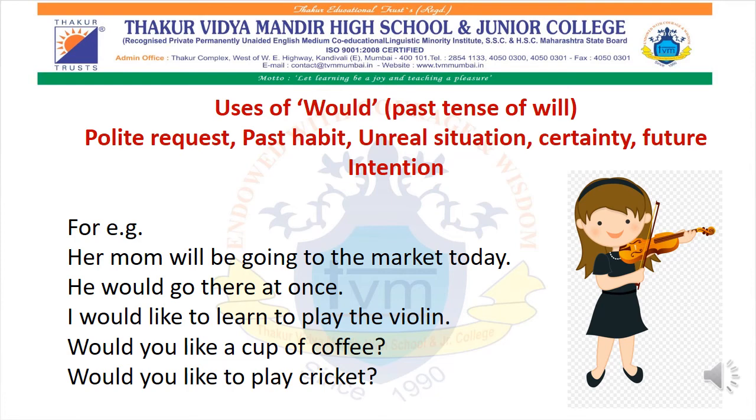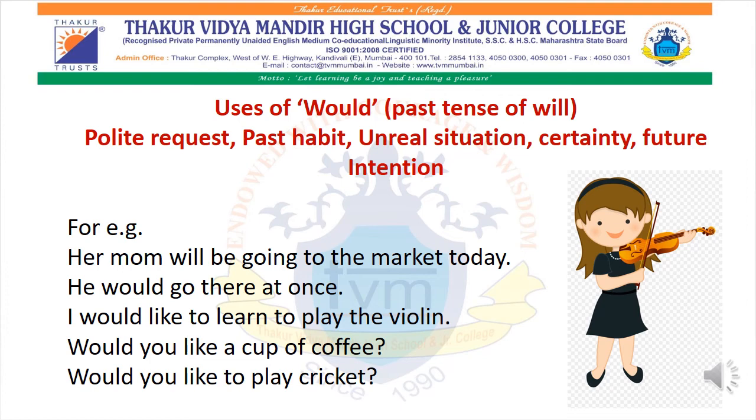Also, it is telling us about the past habit. It is also telling us about polite request, including the wish of the opposite person. Also, it is telling us about certainty and future intentions. So, if you cancel would and write will also, it will make sense. I will like to learn to play the violin, and you all know that will is used in future tense. It is talking about future. Okay, so the word would is used for all these things, and now we will move ahead with examples.